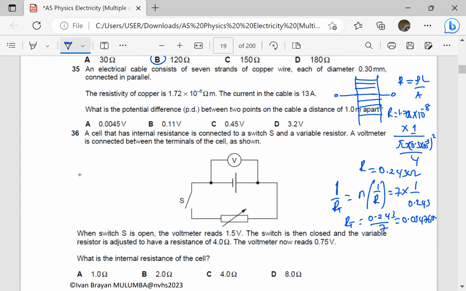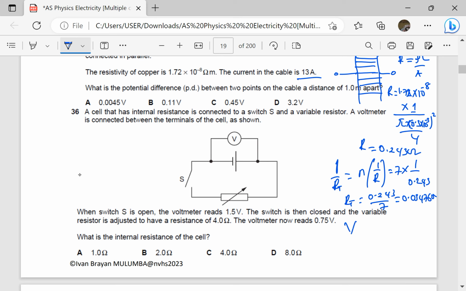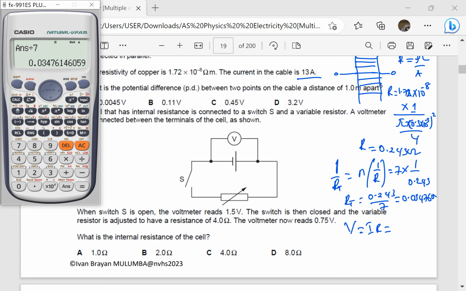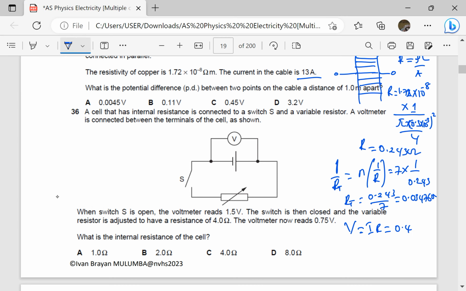What is the potential difference between 2 points on the cable a distance 1 meter apart? Now we want PD. We have the current in the cable. So PD is going to be I times R, which is simply the current, 13, times that, so that is times 13, which gives us 0.45. So the answer is going to be C. The current is 13. We have been getting total resistance, so the answer is 0.45.